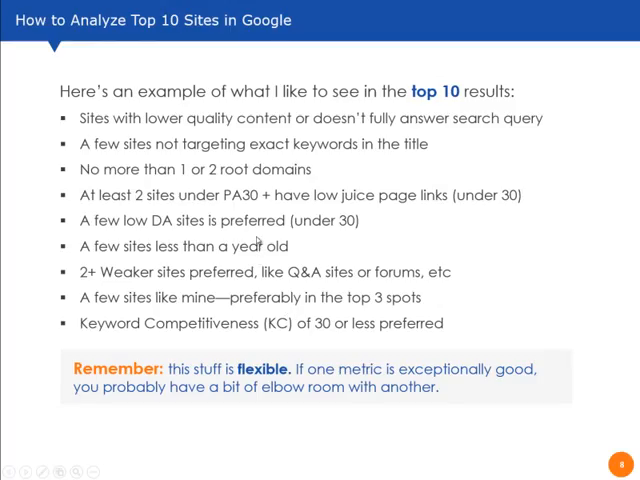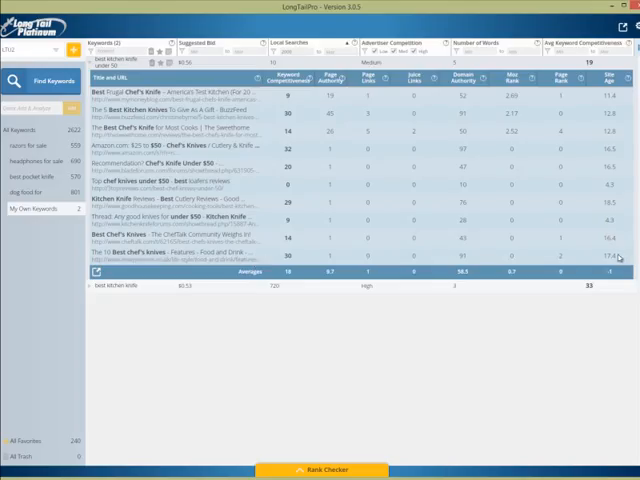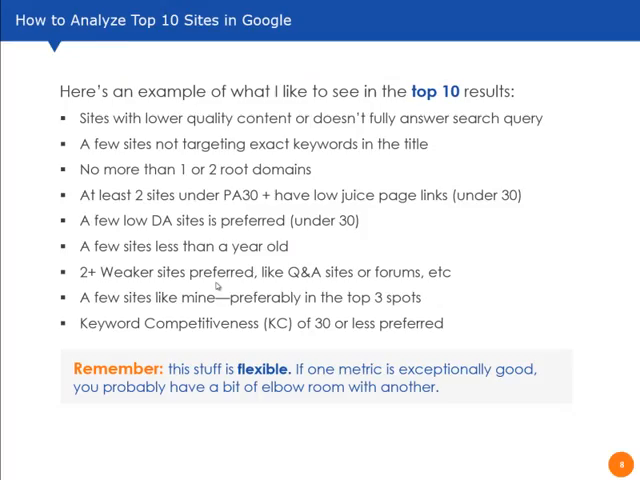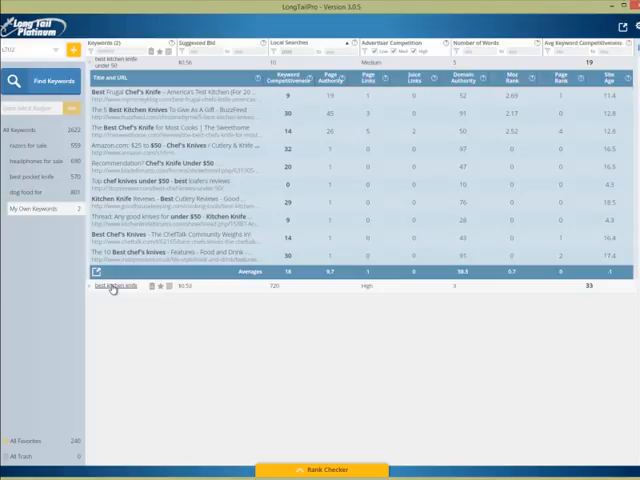So we nailed that. I already looked at the domain authority, a few sites less than a year old. I actually don't see any in this case. However, the evidence is quite overwhelming on the other criteria that we want to look at, so that doesn't matter quite as much in this case. 2 weaker sites preferred, like question and answer sites or forums.